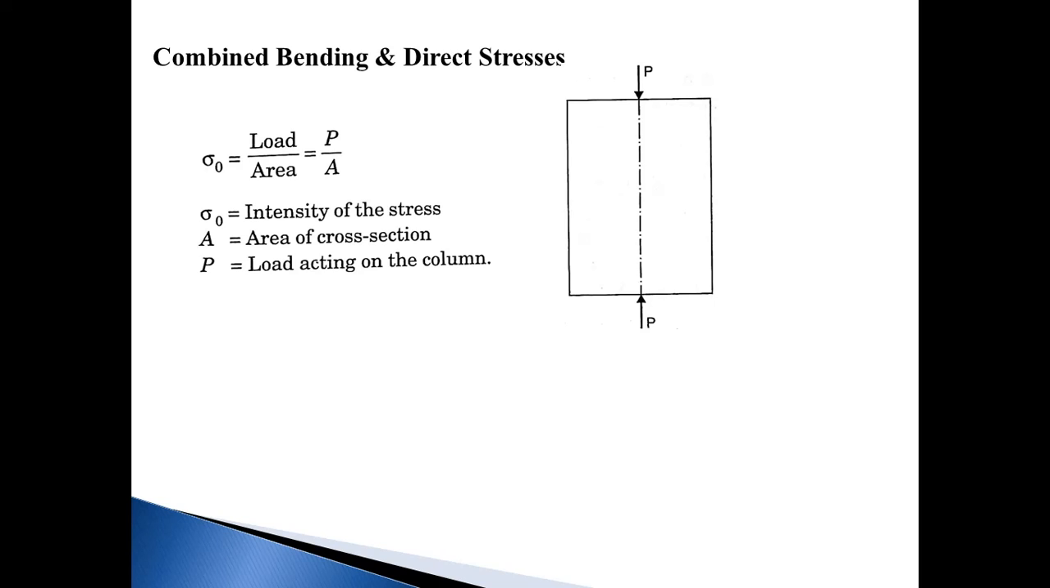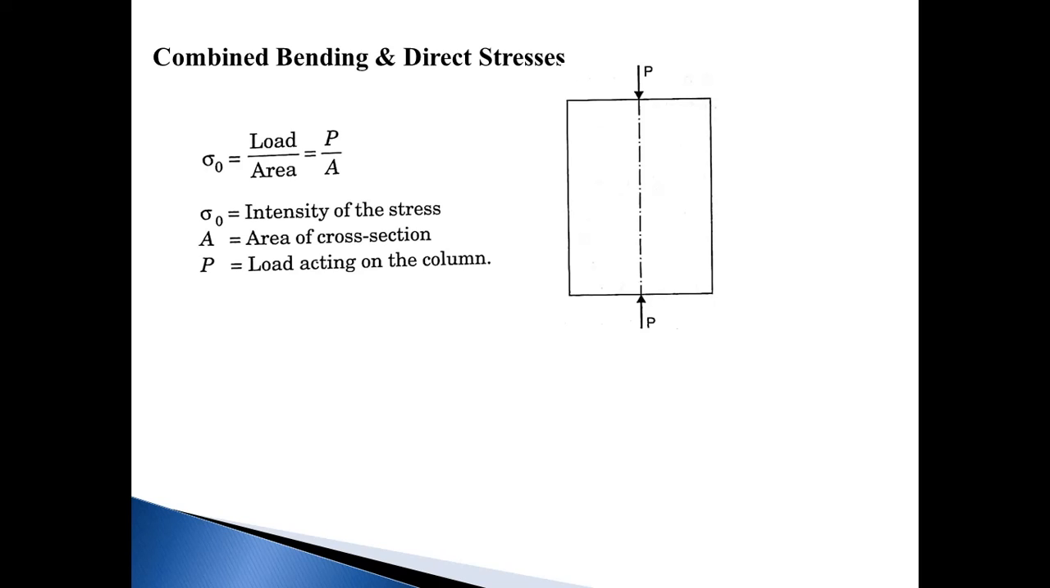In last lecture, we discussed column. Basically, column means a vertical structural member subjected to axial compressive load. Due to that axial compressive load, the column fails in direct stresses. If the load acts away from the CG, at that time the failure pattern is changed.